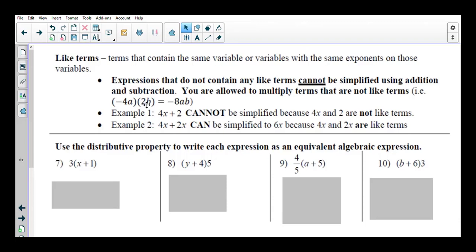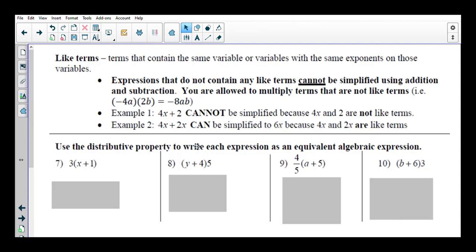So there's a couple of examples here. For example, 4x plus 2 cannot be simplified because 4x and 2 are not like terms. So if you want to write an answer, 4x plus 2 is as far as you can go. Don't you dare write 6x. But in example 2, we have 4x plus 2x. That can be simplified to 6x because 4x and 2x are like terms. They each contain an x. If I have 4x's and I add on 2x's, I can combine them to get 6x's.